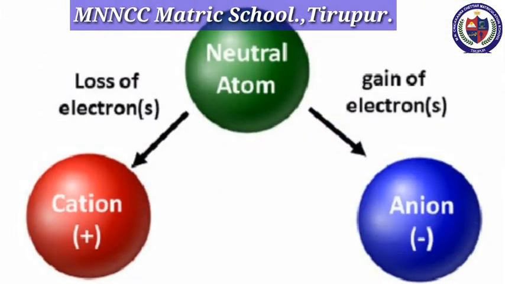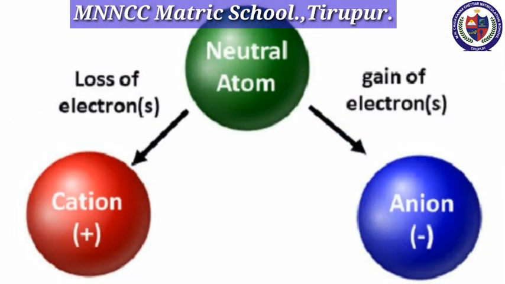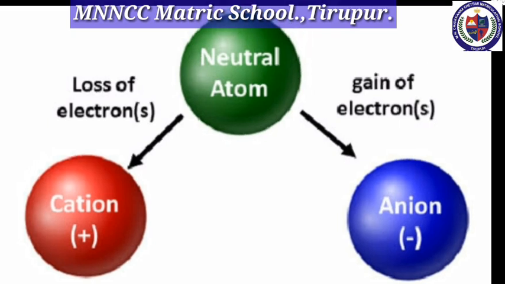Then third one is ions. Atoms or group of atoms having a charge, that is positive or negative, are called ions. An atom containing a plus charge is called a cation, and one with a minus charge is called an anion.